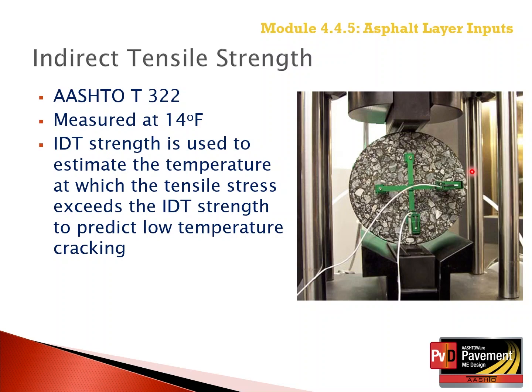Creep compliance is calculated as the inverse of modulus, or the time-dependent horizontal strain divided by tensile stress from the applied load. Poisson's ratio can be calculated for the colder temperatures and is the same as previously defined in this section.